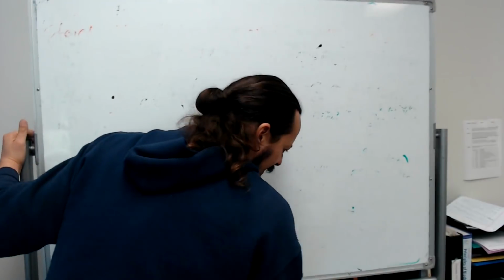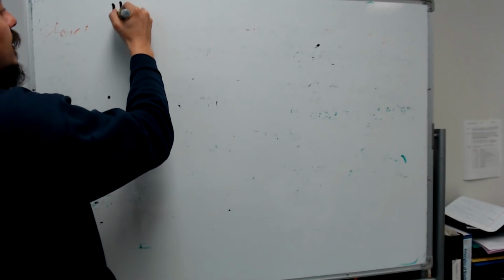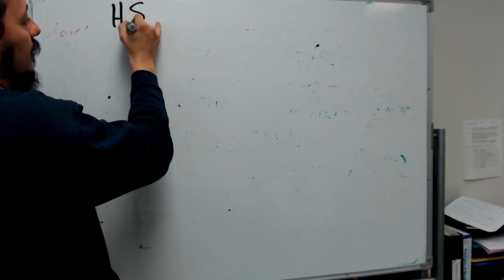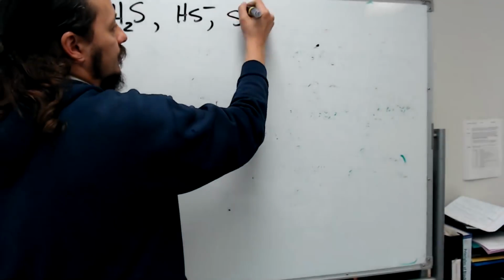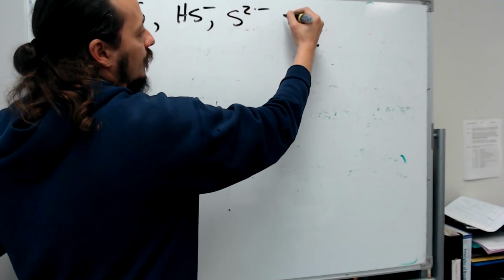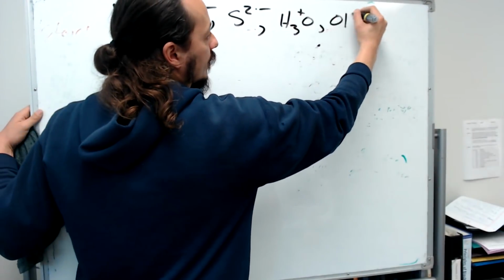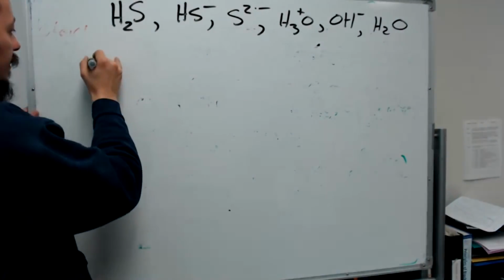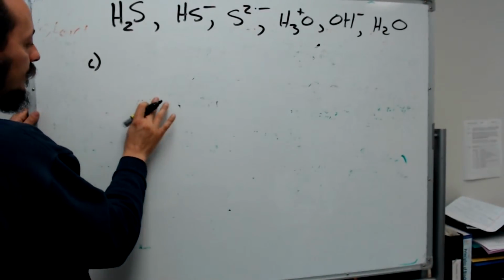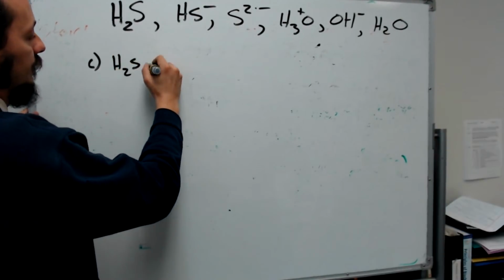Yeah, what's number 9? So 9 was talking about an aqueous solution of hydrogen sulfide, and it contains H2S, HS minus, S2 minus, H3O plus, OH minus, and H2O. And my question was about C, which asked about placing only H2S in water, and then you're supposed to rank the increasing concentrations of what would be present.